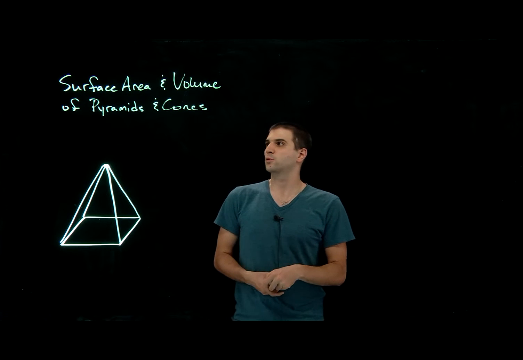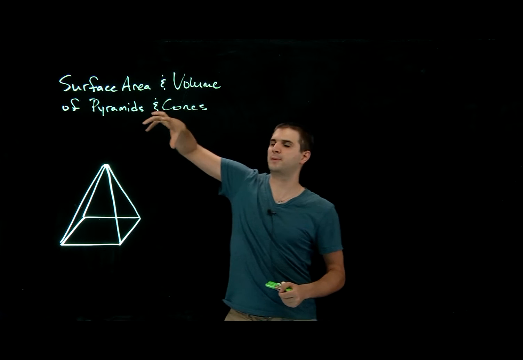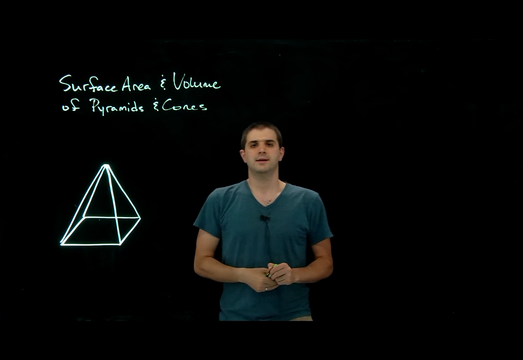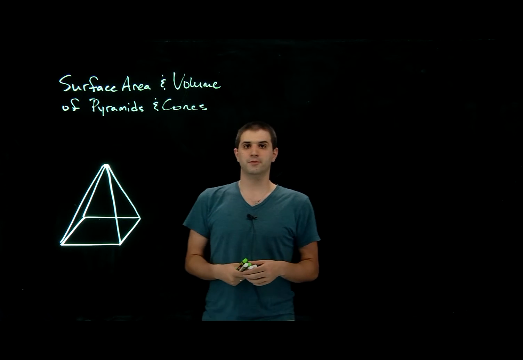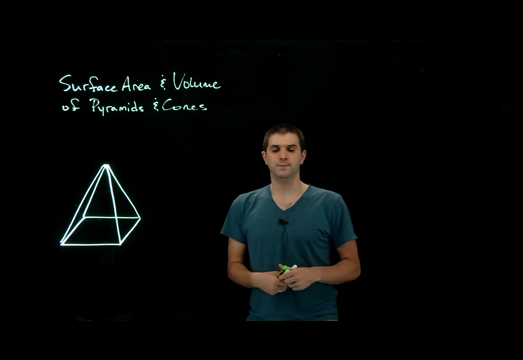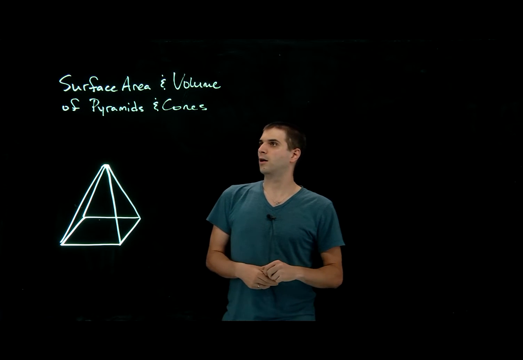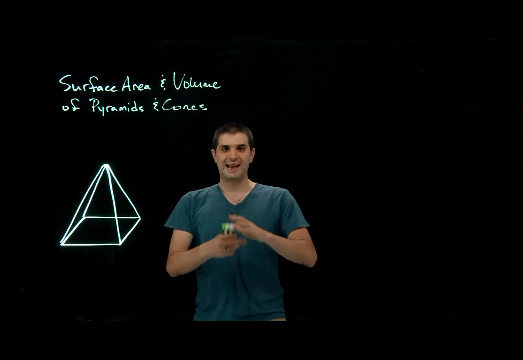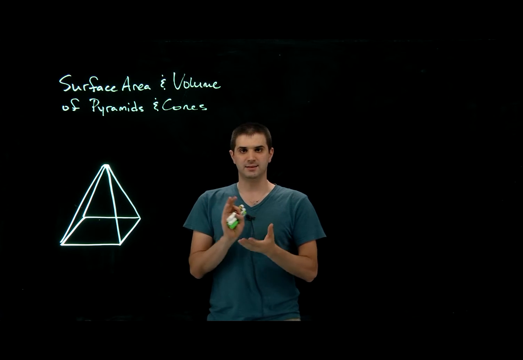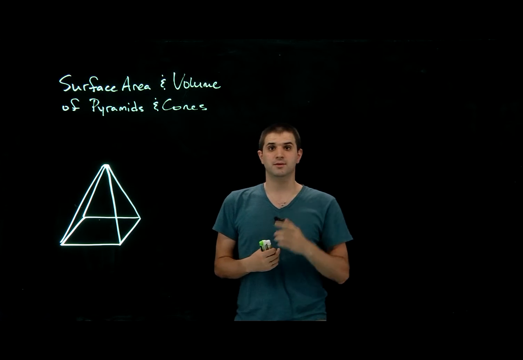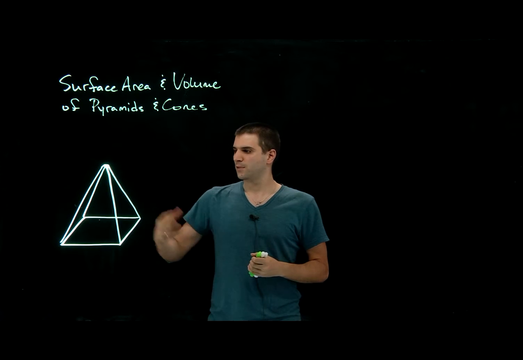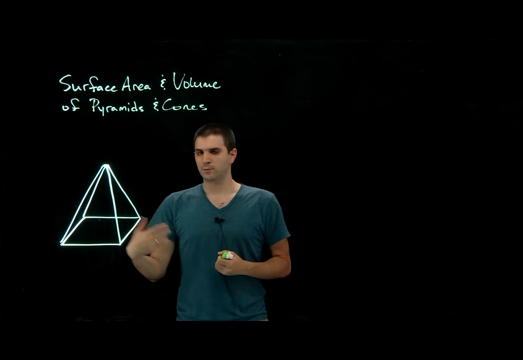Okay guys, in this chapter we're going to start surface area and volume of pyramids and cones. First I want to start out with the simpler of the two, which is surface area. Surface area, you should know, is the area of all the faces of a three-dimensional object. If you add all of those up, that would be the surface area.